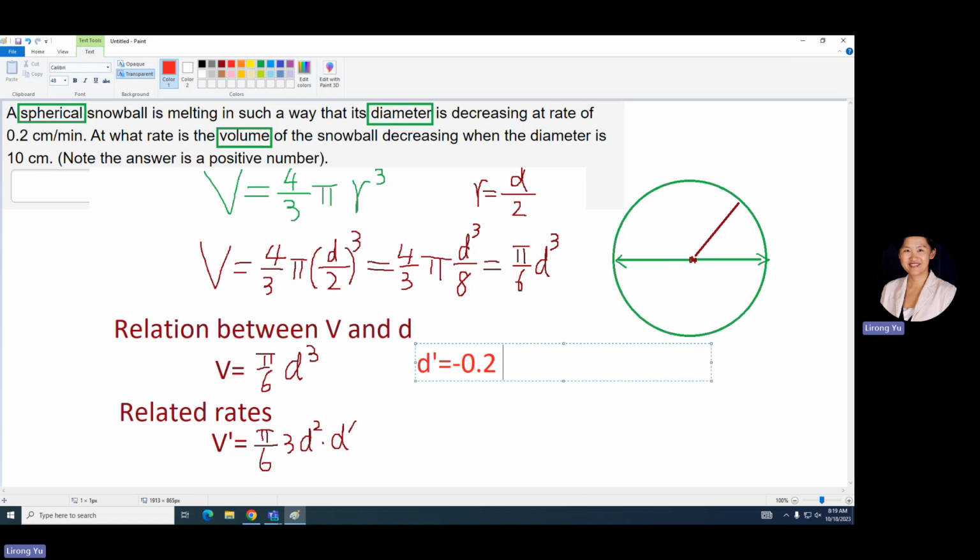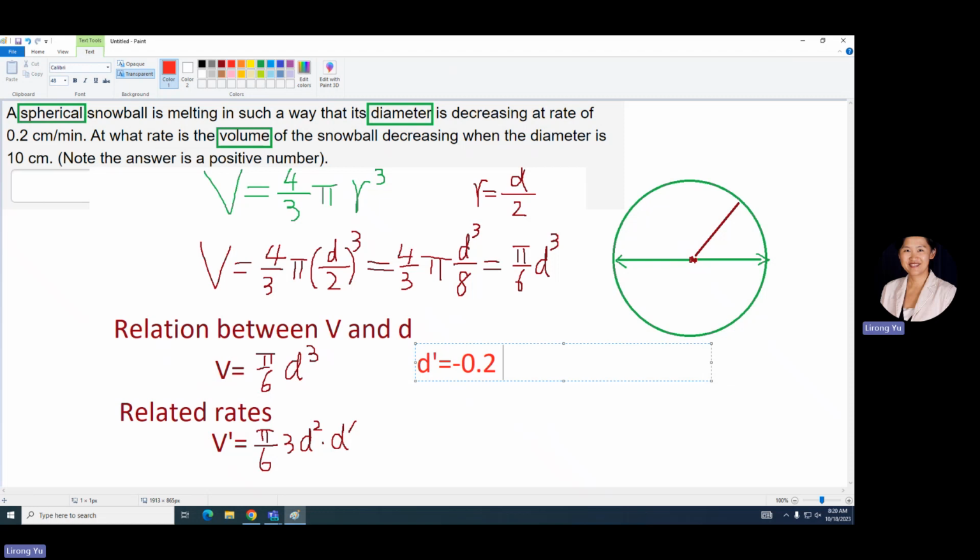The unit is centimeter per minute, so the diameter is in centimeters. So it's decreasing 0.2 centimeter every minute. Time is in minutes, so you can put the unit here, negative 0.2 centimeter per minute. And you can also skip that part because we are using the same unit for distance and the same unit for time throughout the entire question.